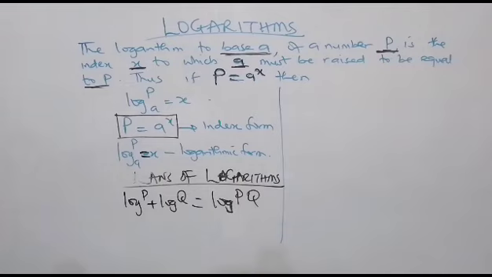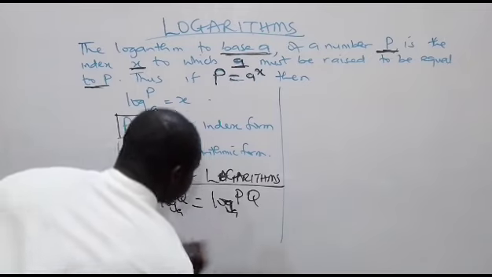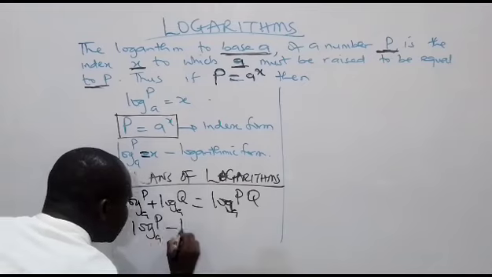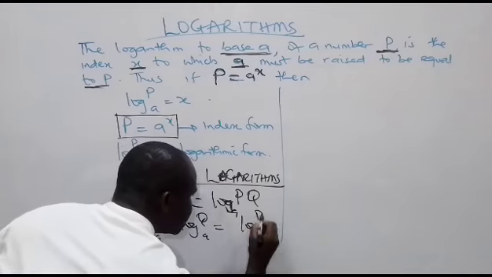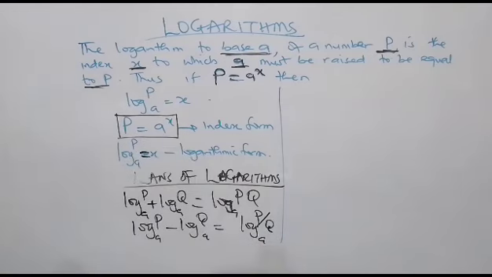Just like in the case of indices. And of course, let's say the base is A. If you have log P base A minus log Q base A, it is the same thing as log P divided by Q base A. When it is subtraction, we are going to have division.